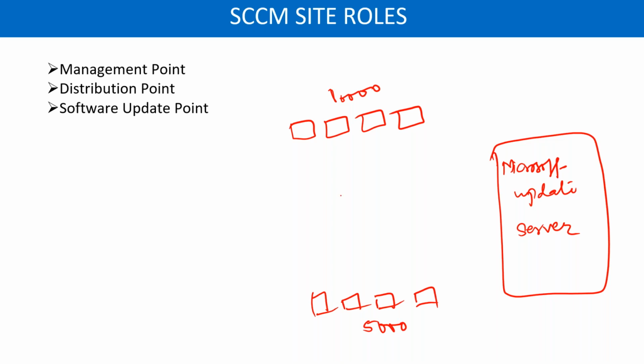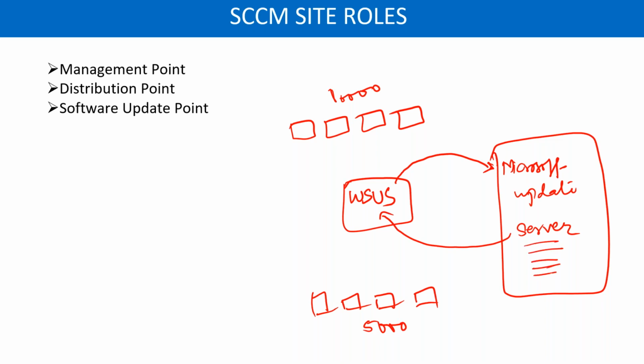So you will have WSUS, Windows Server Update Services, and the role of this server is to communicate with the Microsoft update server on the internet, okay? From there, it gets the patches, since the Microsoft server has all the patches. And WSUS will synchronize only the patches you need, right? Let's say you need only Windows 10 and Windows Server updates. That's it. So you will bring those updates into the WSUS console.